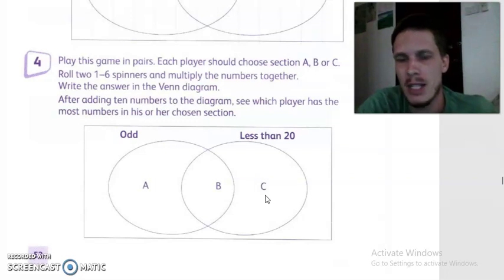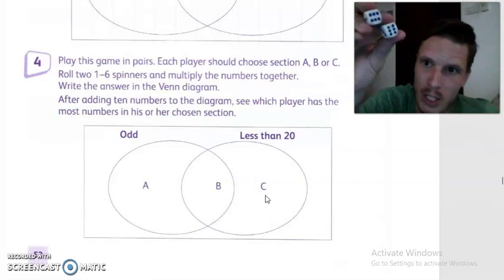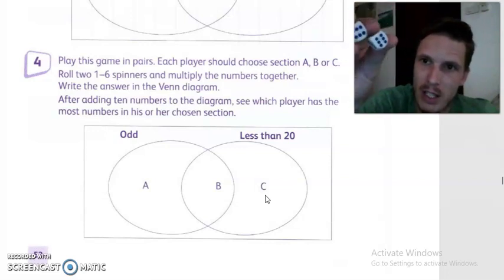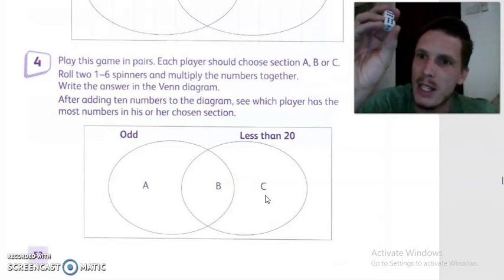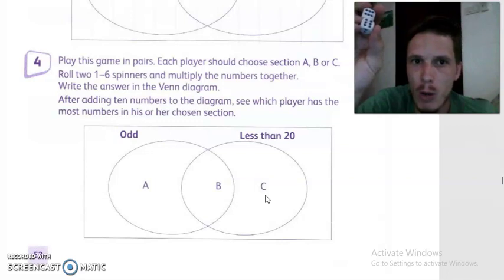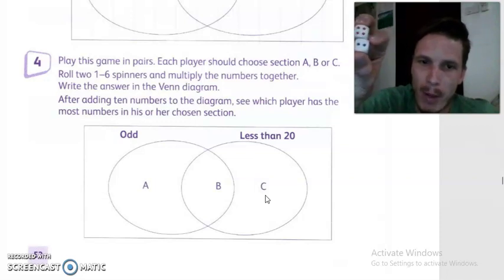Now I know not many people have got spinners at home. What you can use instead of spinners is dice. Okay, so dice are the same as spinners. They've got 6 different sides, and if you roll them you're going to get a different number each time, so it works in the same way as a spinner. So roll 2 spinners or 2 dice and then multiply the numbers together. So if I rolled these 2 dice and I got a 4 and a 2, I multiply 4 by 2 and then write the answer in the Venn diagram in the right place.